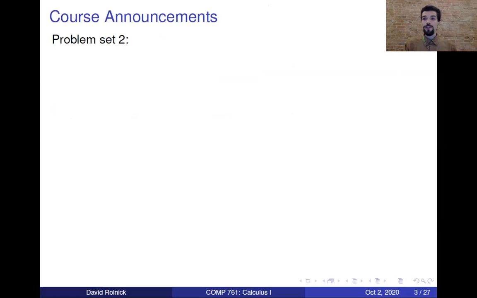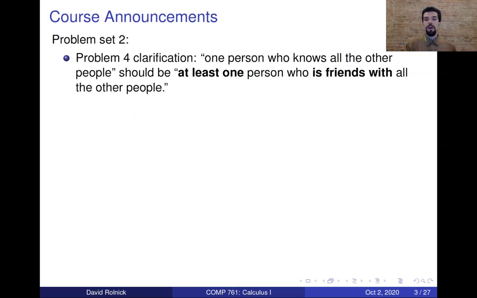So about problem set 2. Problem set 2 is due again 1 week from today at 11:59 p.m. Montreal time. A few clarifications. On problem 4 in particular, there are a couple of questions about whether one should prove that there is exactly one person or at least one person who knows all the other people. It should be at least one person. You don't have to prove it is exactly one. In fact, in general, it is not exactly one. And also the words "knows all the other people" probably should have been "is friends with all the other people." Sorry about that. Being friends with somebody is not the same as knowing them.